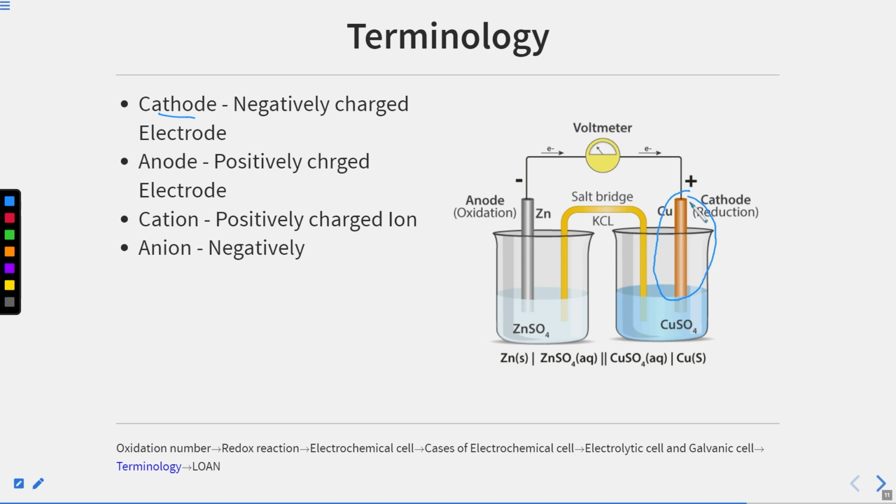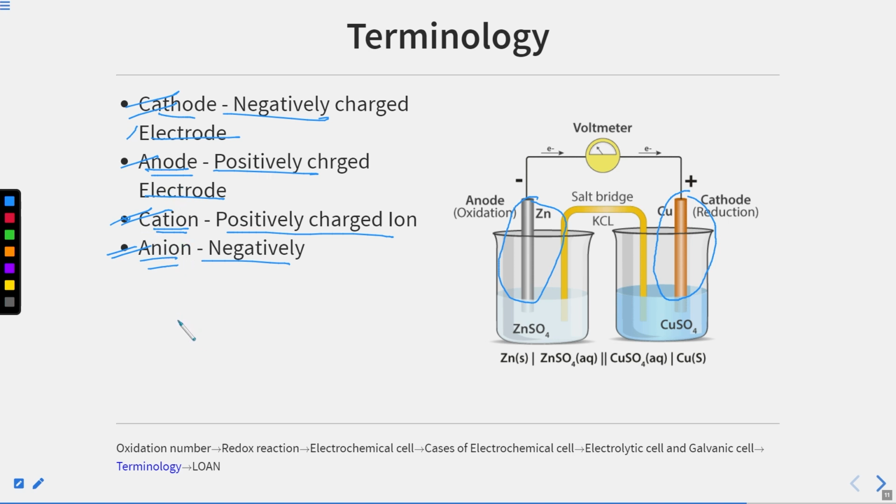So we have our cathode, which is positively charged. We have our anode, which is negatively charged. And we have our cation and anion, with the anion negatively charged. So cathode is a negatively charged electrode, anode is a positively charged electrode, cation is a positively charged ion, and anion is a negatively charged ion. So remember this. They are just opposite of each other. If the cation is positively charged, the cathode is negatively charged. The anion is negatively charged, then the anode is positively charged.